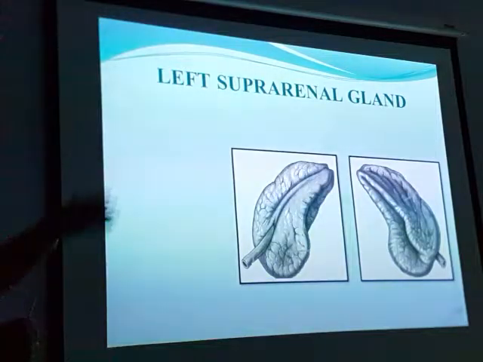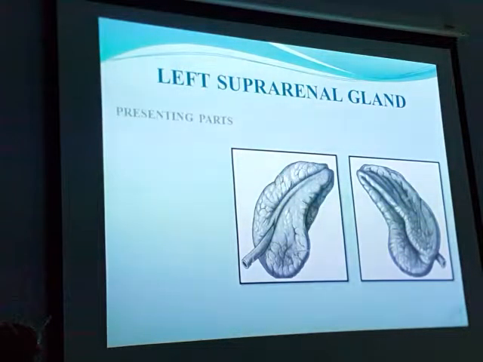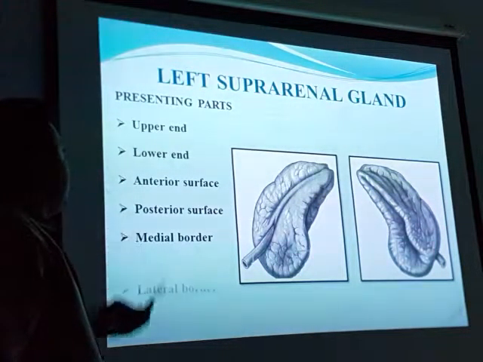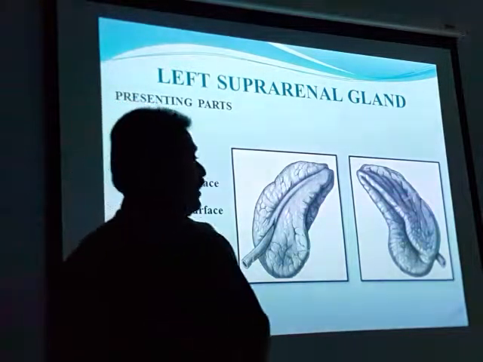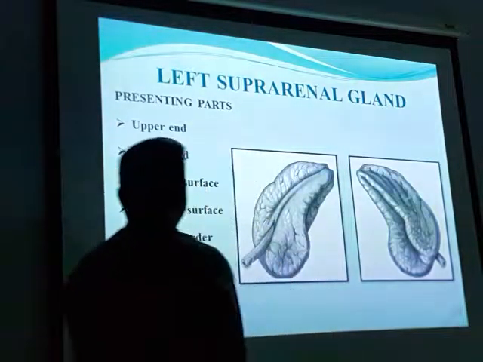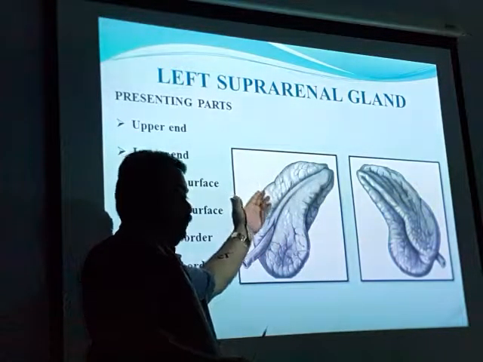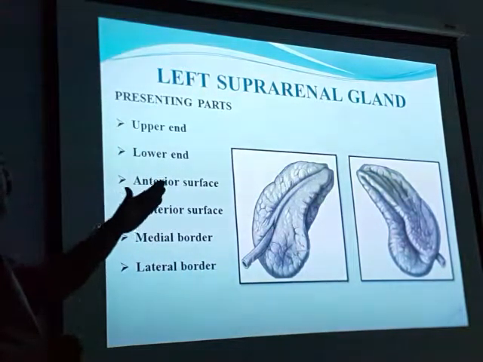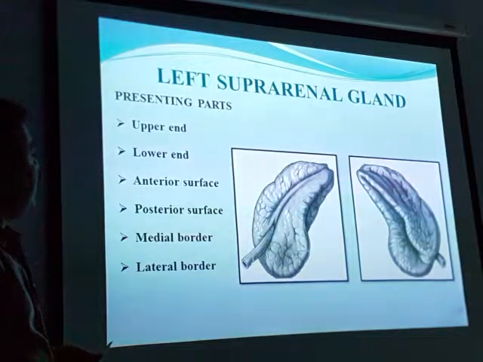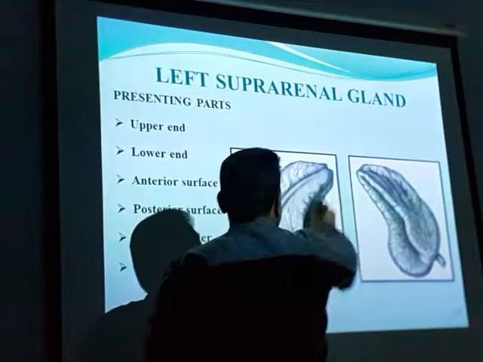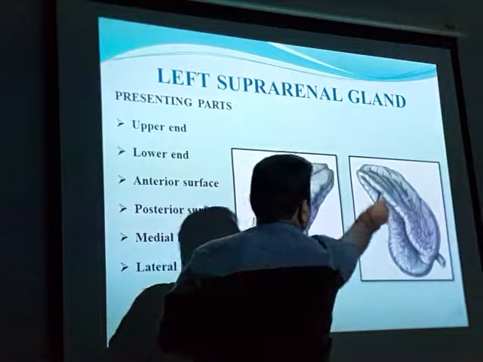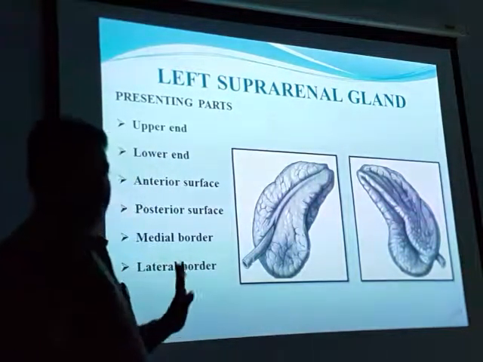Next is about the left suprarenal gland. It is semilunar in shape. What are the presenting parts of the left suprarenal gland? These are the upper end and the lower end, the anterior surface and the posterior surface, and the medial border and the lateral border. So these are the presenting parts of the left suprarenal gland. Is it clear now?